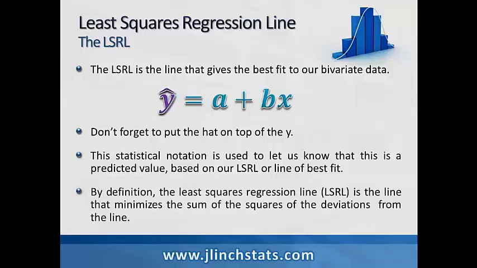By definition, the least squares regression line, the LSRL, is the line that minimizes the sum of the squares of the deviations from the line. So mathematically, the least squares regression line is built in such a way that the sum of the square deviations is a minimum, and this gives us what we call the line of best fit.